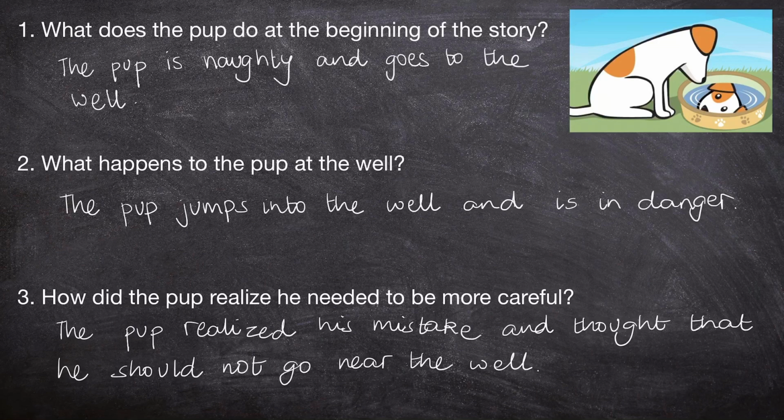So, my character development is that my pup, the character, went from being a naughty dog, a naughty pup who would do anything he wanted because he was curious, and by the end of the story, the pup becomes someone who is sensible and takes responsibility for their actions.